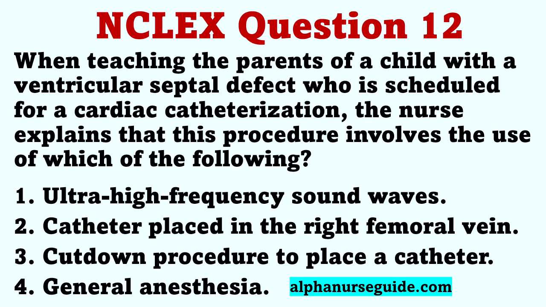The correct answer is 2. In children, cardiac catheterization usually involves a right-sided approach because septal defects permit entry into the left side of the heart. The catheter is usually inserted into the femoral vein through a percutaneous puncture. Echocardiography involves the use of ultra-high frequency sound waves. A cut-down procedure is rarely used. The catheterization is usually performed under local, not general, anesthesia with sedation.